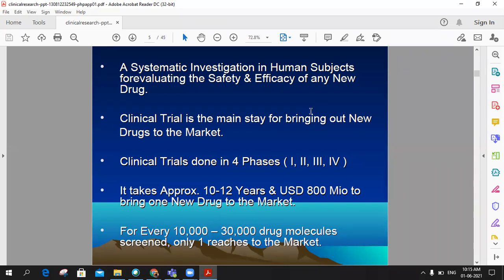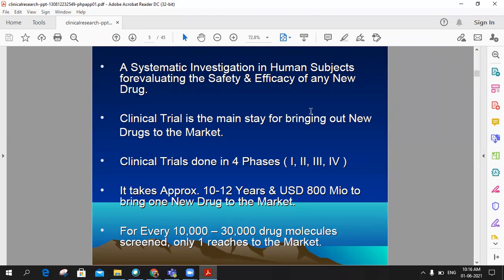Right. So yesterday we talked about the definition. Clinical trials is basically a systematic investigation in human subjects for evaluating the safety and efficacy of new drugs. Yesterday we talked about what is safety, what is efficacy, and what is a new drug, right? And please remember, clinical trials always involve humans. Clinical trial is a mainstay for bringing the new drugs to the market. So this is the only way.